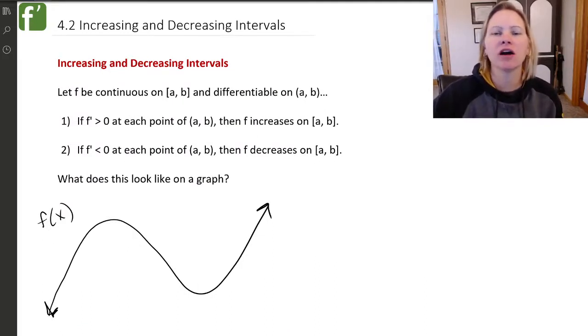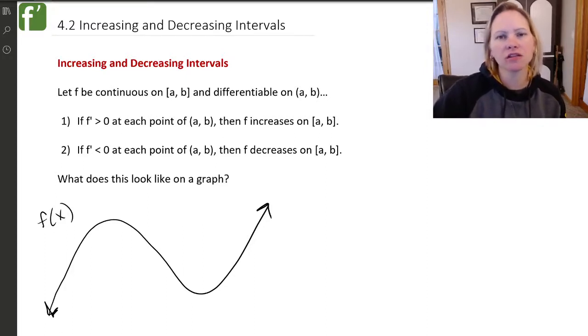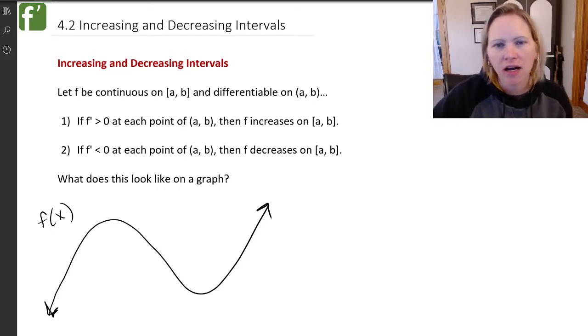Today we're going to talk about how the first derivative is going to help us understand when a function is increasing and decreasing. And we're also going to talk a little bit about how we need to test our answers and the evidence we need to give when we describe what's happening on a graph.